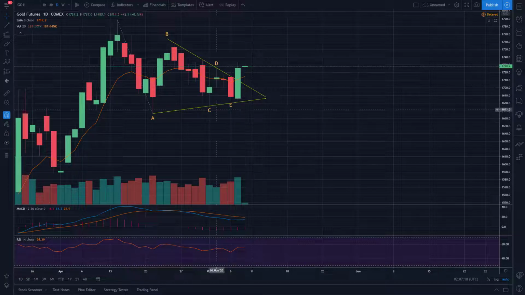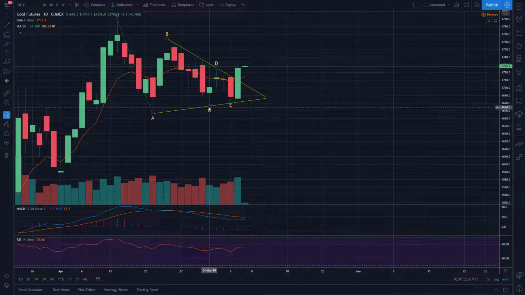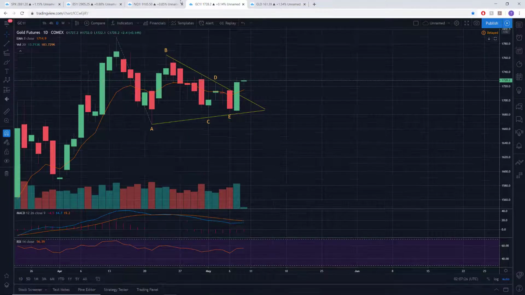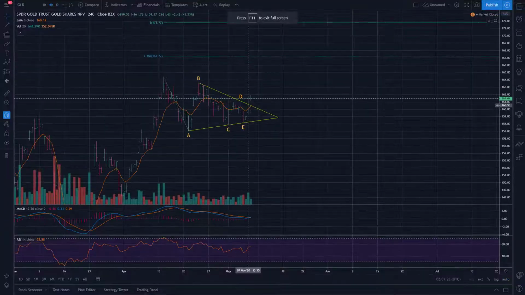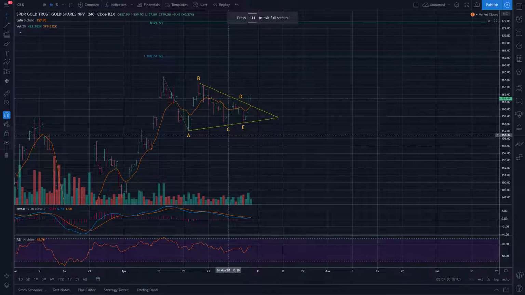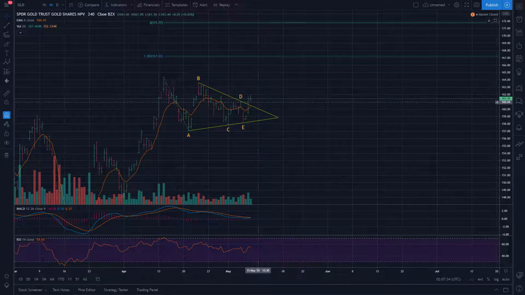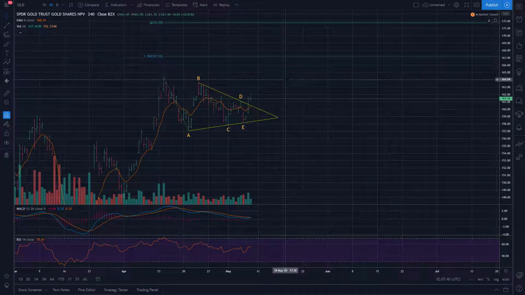But again, in either situation, we should respect this previous low, currently labeled as the C wave low. So that's 1676 on the gold futures. And on GLD, that level is 157.80. So those are your key levels to hold for a bullish position to try and capture this triangle thrust up. Anyway, that's all I really want to point out. Nice trade setup here on GLD.